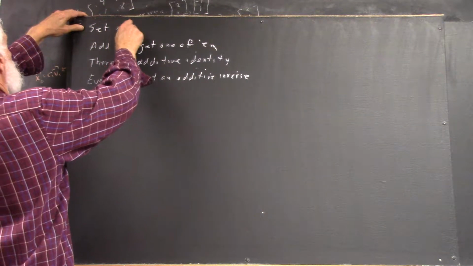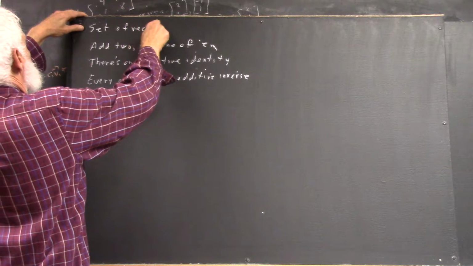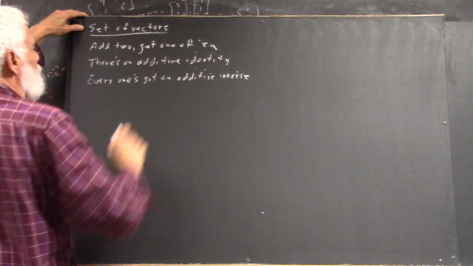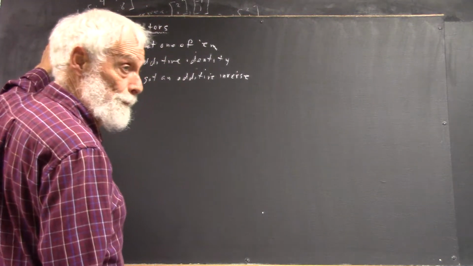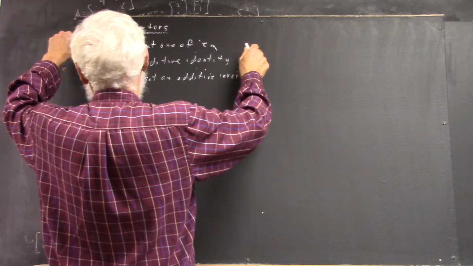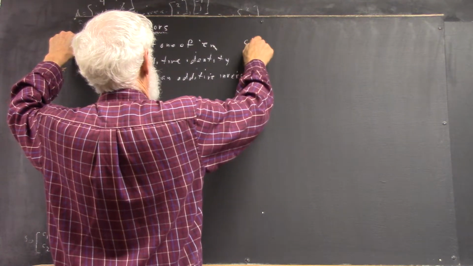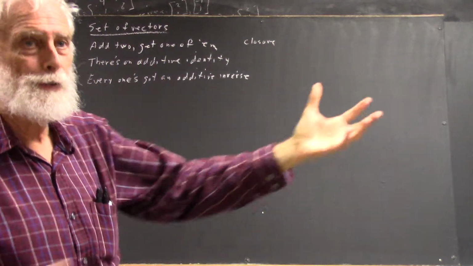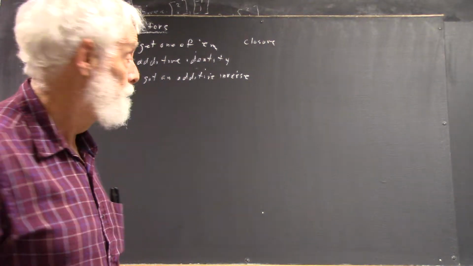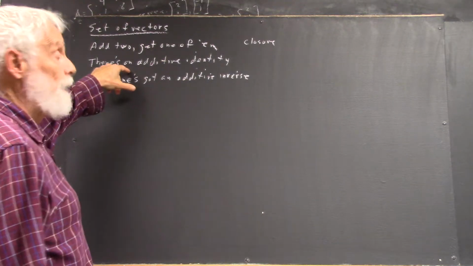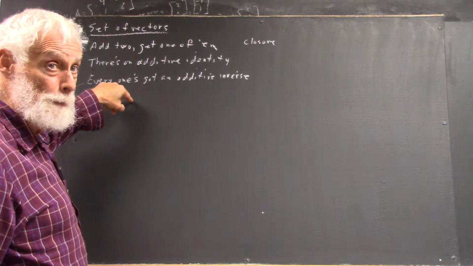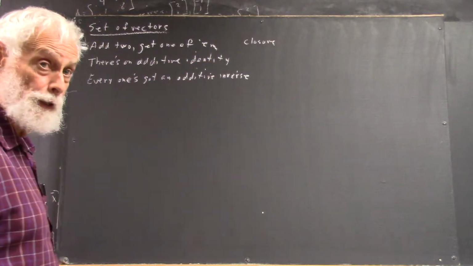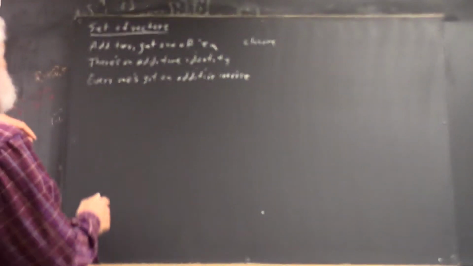So if you've got a set of vectors, add two, you're going to get one. That's closure. The set is closed. You can't get out of the set by adding two members of the set. This is the identity property, this is the inverse property, so I don't really have to write down anything.